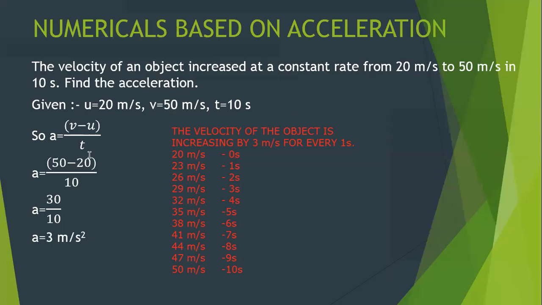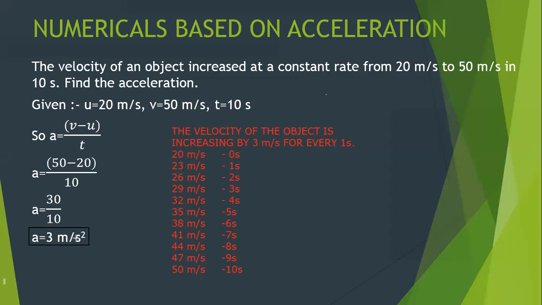Okay, pay attention. What is the acceleration? Look at the value of acceleration. It's 3 meter per second square. What's the meaning of this? Now you will find the unit is meter per second square. What's the unit? Meter per second square.